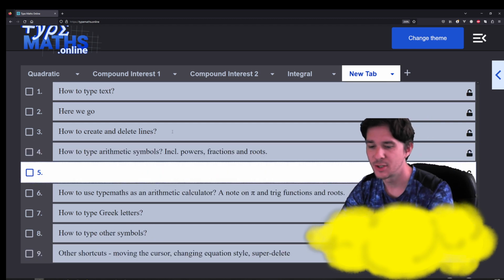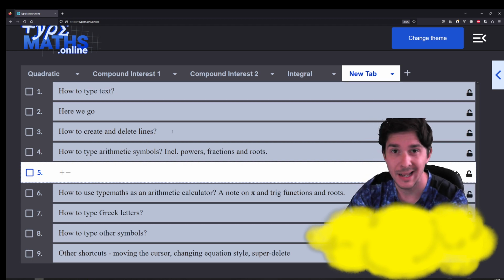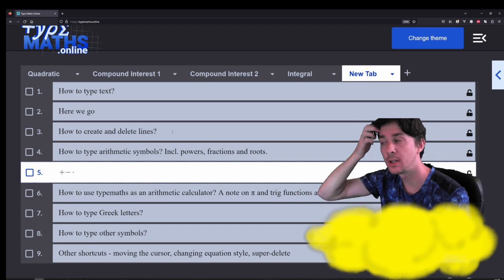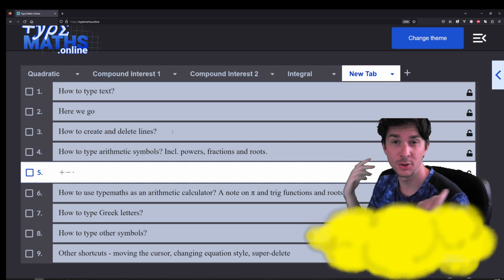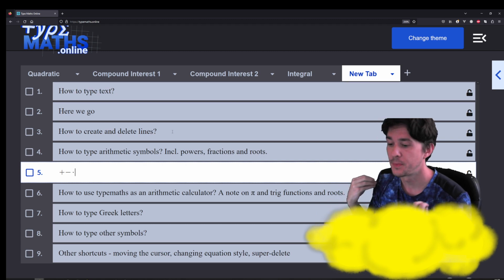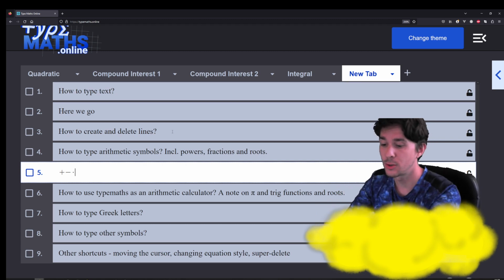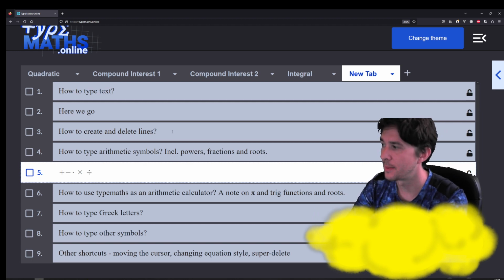How do we type arithmetic symbols? Great question. So plus, minus, they work as normal. If you use an asterisk, which is Shift 8 on your keyboard, you're going to get this dot. Americans are going to find this very familiar. Australian students are probably going to be confused by it. They won't understand it. So you can also use backslash times, press space, and you get that.